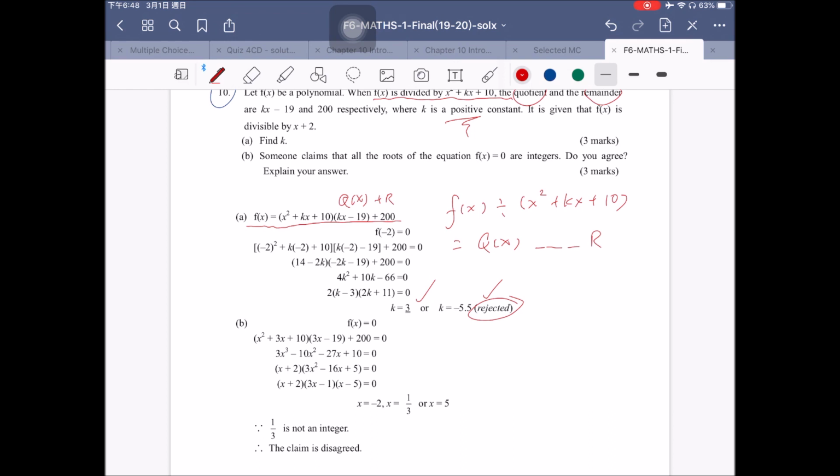Okay, so once you find out k, you put the k back, and then this is the equation. You know that x plus 2 is divisible, so you try to do it, and then this x cubed minus 10x squared minus 27x plus 10, you will get this 3x squared minus 16x plus 5. Therefore, again, you factorize it. You find out that there's one root which is not an integer, so you disagree with the claim.